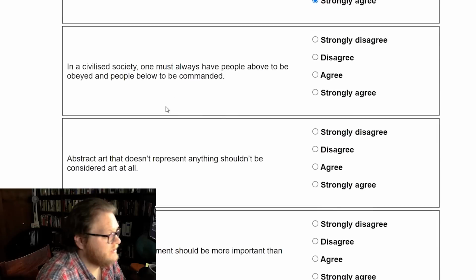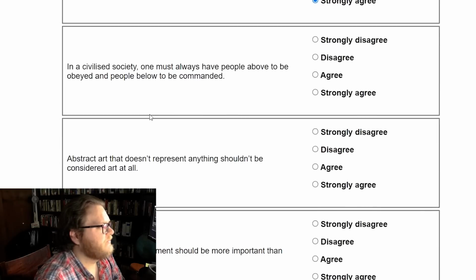Strongly agree. In a civilized society, one must always have people above to be obeyed and people below to be commanded. Once again, this is another one of those situations where they don't really put enough nuances to the question. Disagree mildly, just because I don't know what nuances are at play here.